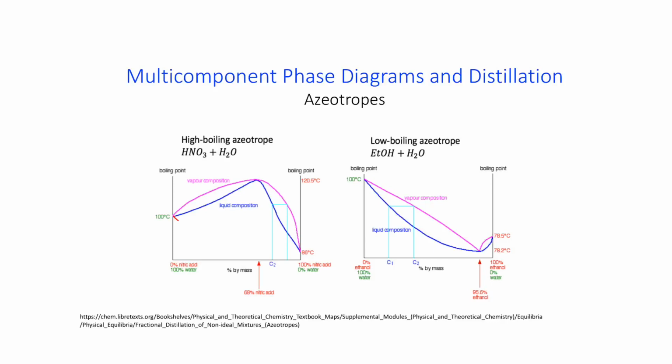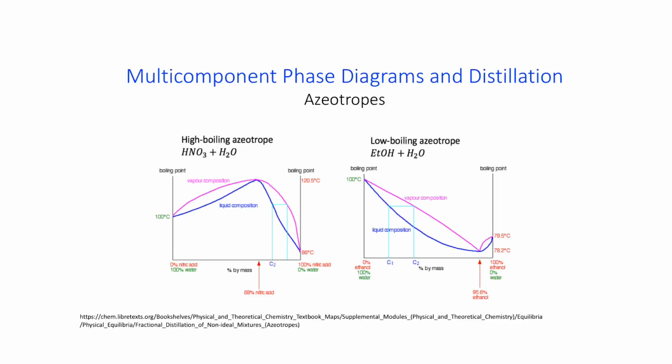Remember, that's where we would have a situation that looked like that. Very different from what we were talking about before. The consequence of having an azeotropic solution is that, as I said, it can be impossible to separate the two components completely.